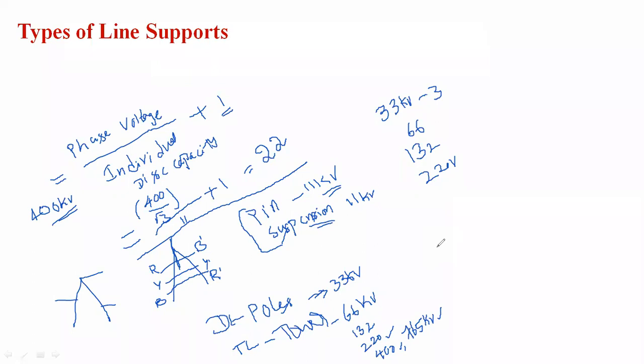Here the example is a 400 kV transmission line, where the phase voltage is 400 by root 3, divided by the disc capacity of 11 kV, plus one additional or spare disc. We get 22 discs required, that is, 22 discs connected in series. Like that, we can calculate for 220 kV, 132 kV, and then 765 kV.